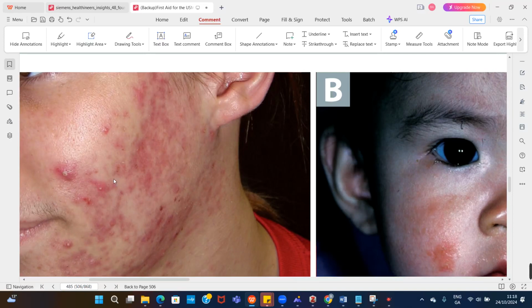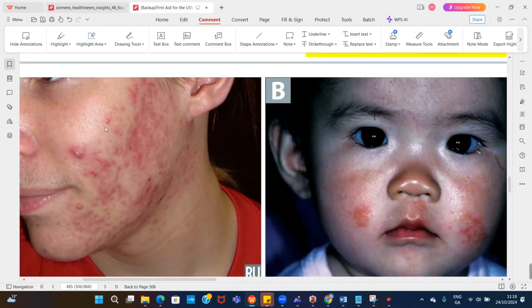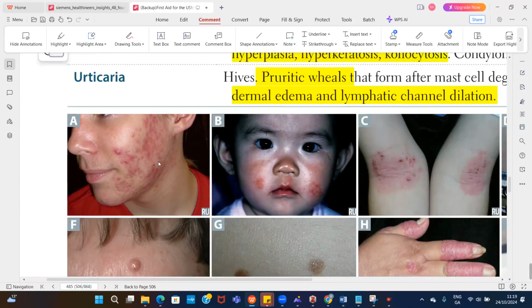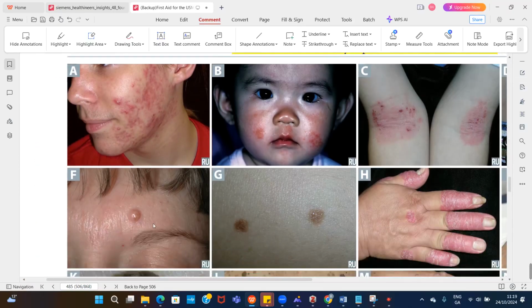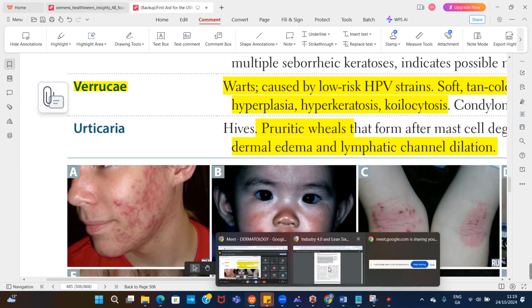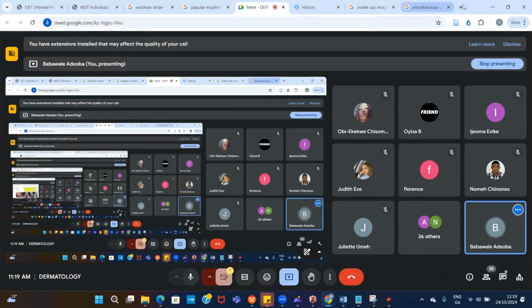But once inflammation sets in, you start having new lesions entirely. When inflammation occurs, that's when you start forming the pustules. This guy doesn't have many pustules. You start forming the pustules, the papules, and the nodule. A nodule is a very big papule. I don't have an image for nodule here.